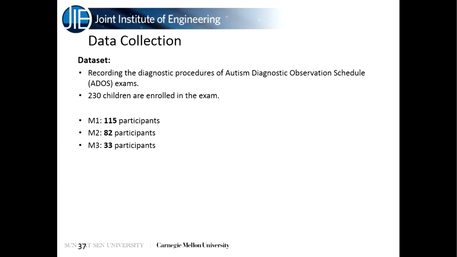So currently, we have collected around 230 children in this data setup. All of them are collected in a real clinic adult environment. And there are M1, M2, and M3. We have 115, 82, and 33 participants in the database. And every day we collect 3 or 4 sessions. Therefore, this number is increasing every day.